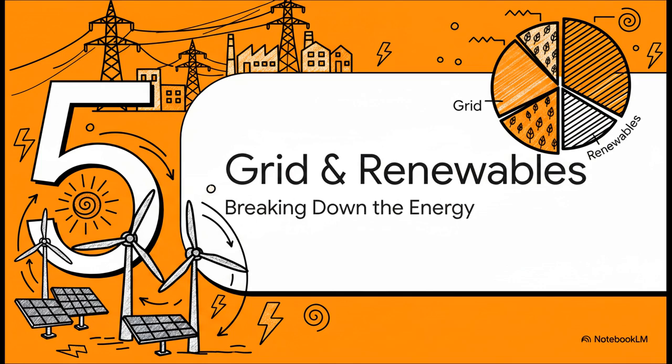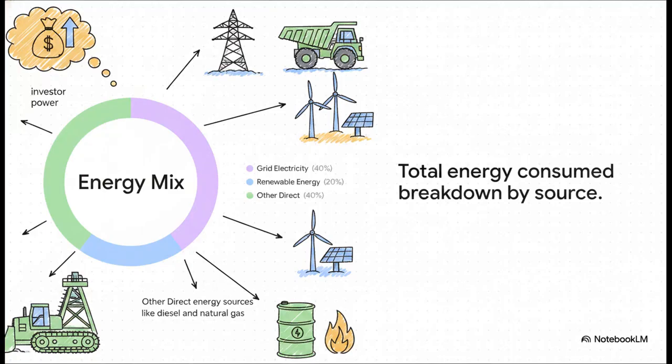Next, to really understand the quality and sustainability of that energy, we move to Section 5, Grid and Renewable Percentages. Think of your total energy consumed like a giant pie. You divide your purchased grid electricity by that total to find your percentage grid electricity. Then you divide your renewable energy by the total to find your percentage renewable energy. The leftover slice, that's your other direct energy, like the diesel and natural gas you burn directly on site. Breaking it down this way is great because it instantly shows an investor how reliant a mine is on the local utility grid versus its own sustainable power sources.